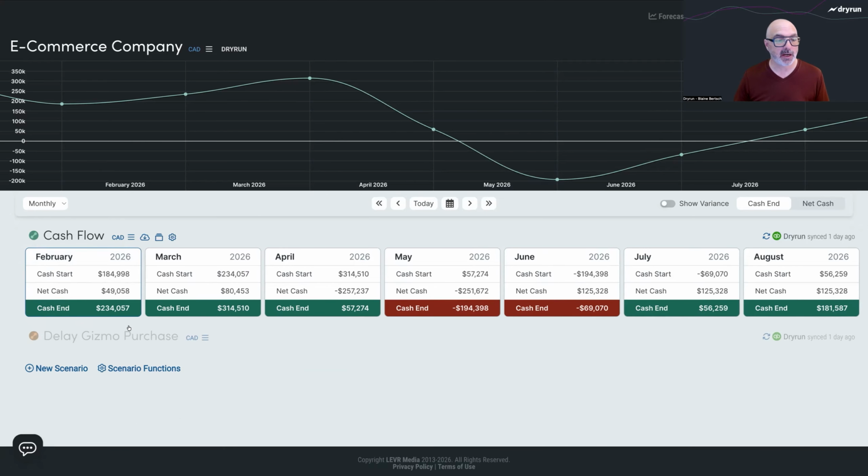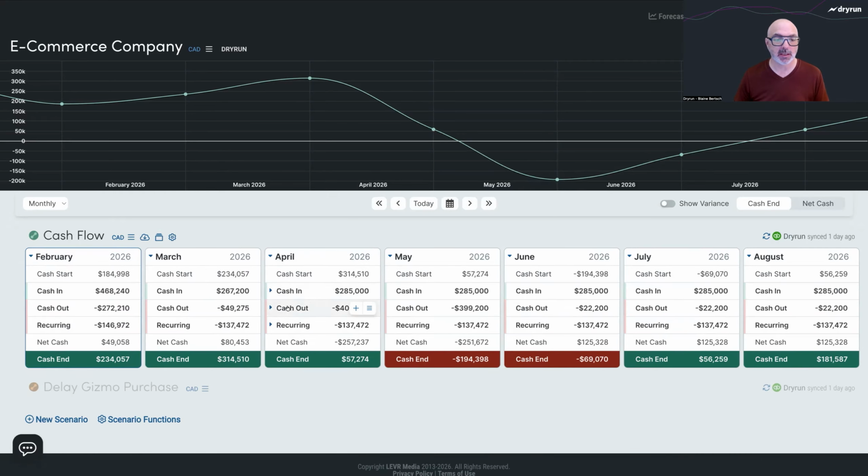So if I look at this scenario, you see that we're going to run into a little bit of a problem in May. We're going to be underwater here cash flow wise, and that's a real concern. So let's take a look at what's happening.